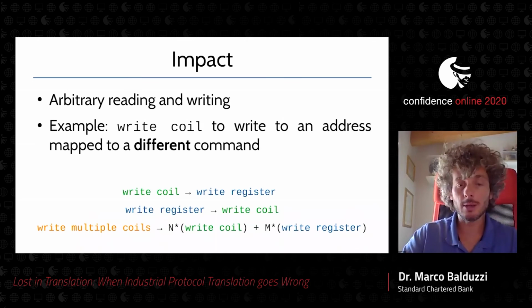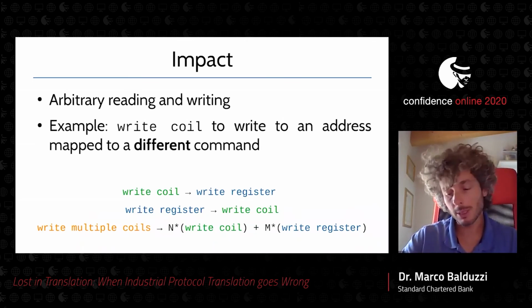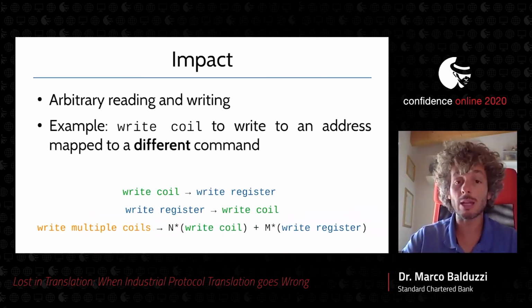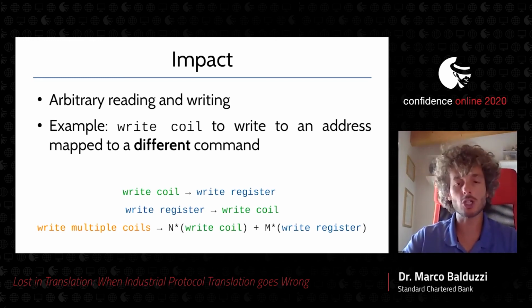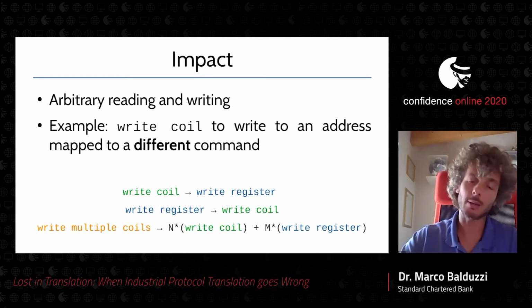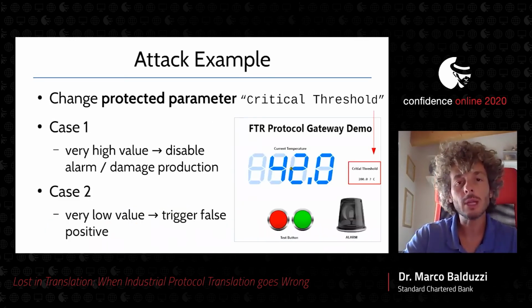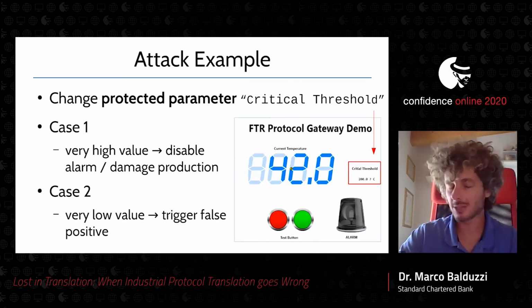So let me show you the impact. An attacker can convert a write coil into a write register, as well as a write register into a write coil, and can also cause an amplification attack. It can use a write multiple coils request to generate, on the serial side, multiple write coil and write register requests. Okay, let's go with an example, which makes things way easier to understand.